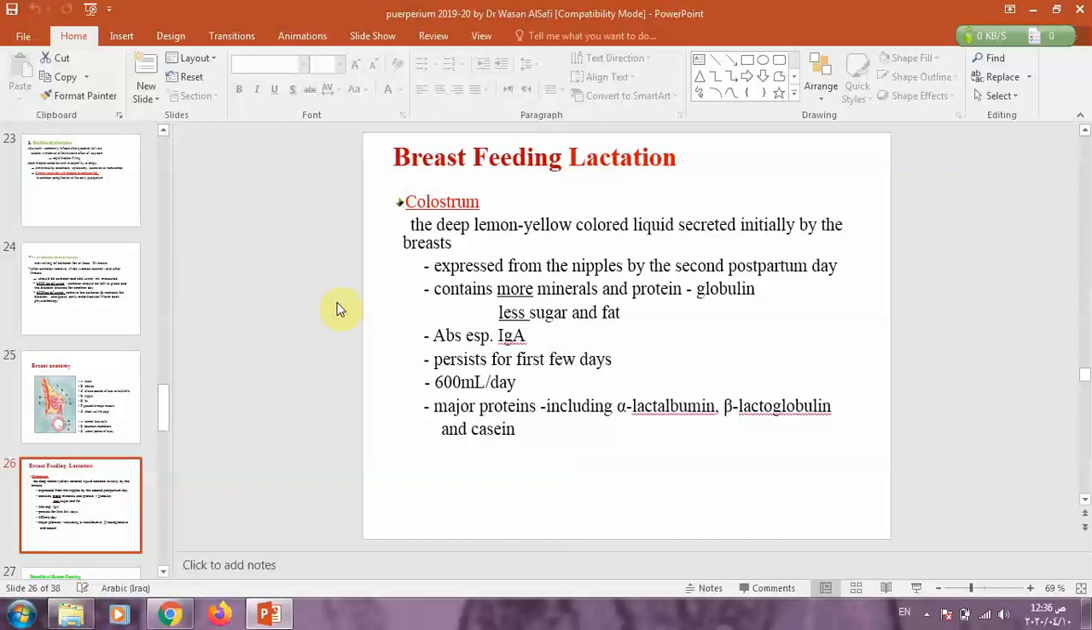It persists for a few days, about 600 ml per day. It contains major proteins, including alpha-lactalbumin, beta-lactoglobulin, and casein.